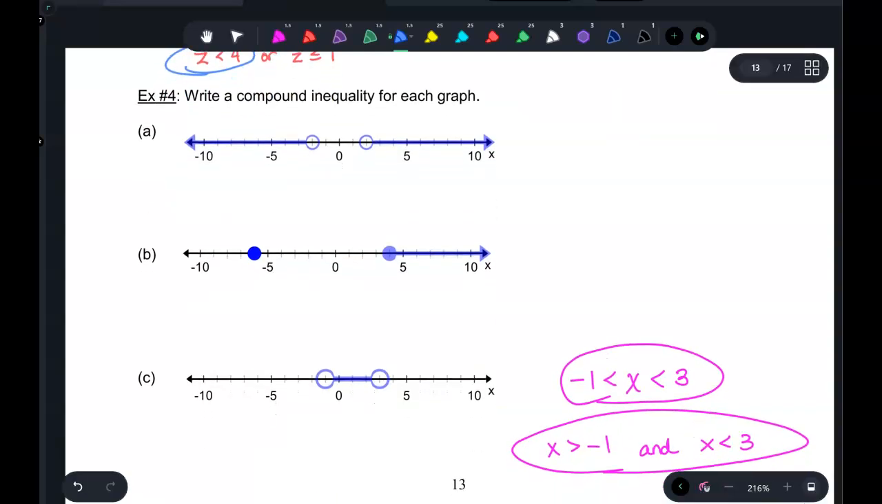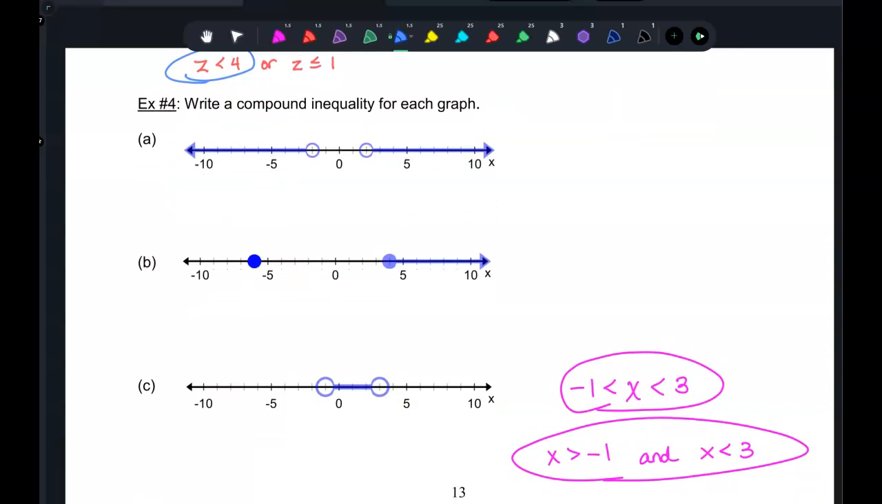Okay, now let's write a compound inequality. So anytime it shades away from, this is going to be "or." So what number do we have here? Okay, so x is less than -2, or x is greater than 2.